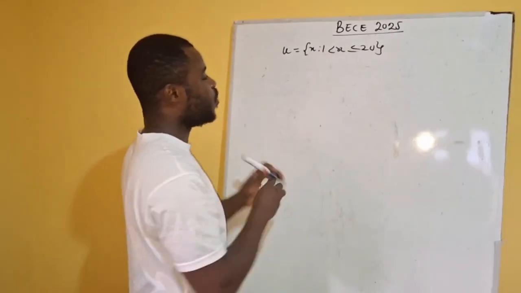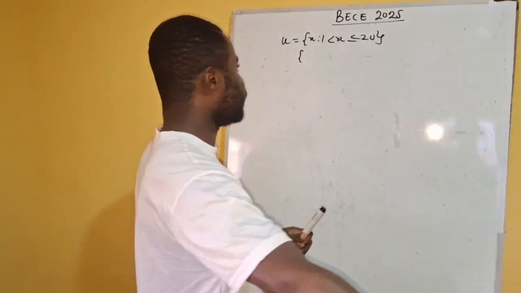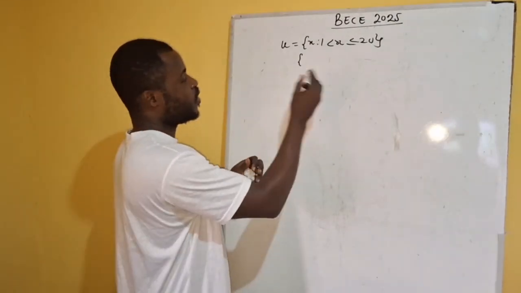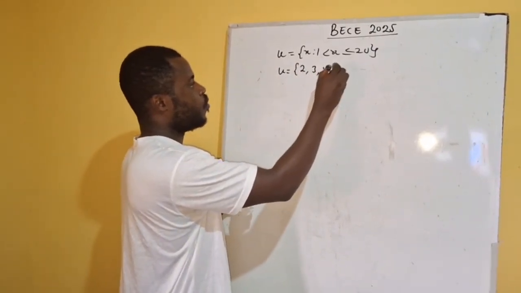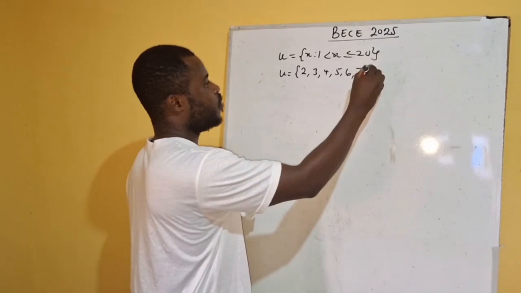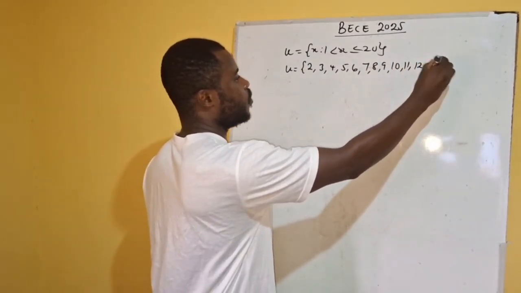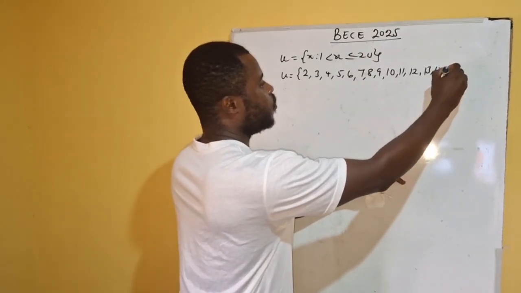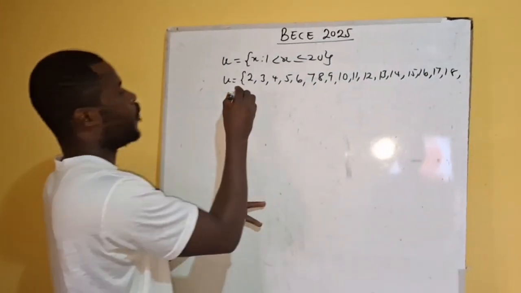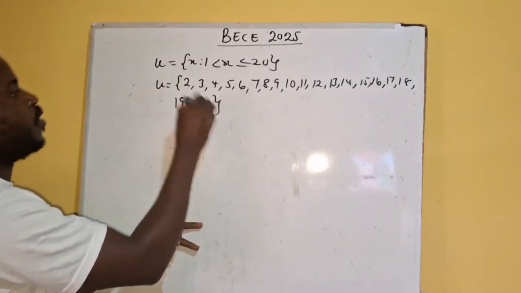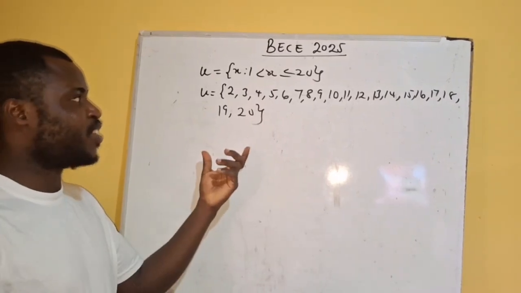Alright, so we are going to list the universal set first because the other sets are subsets of such universal set. So the universal set, you are going to start from 2, 3, 4, 5, 6, 7, 8, 9, 10, 11, 12, 13, 14, 15, 16, 17, 18, 19, and 20. So this is going to be our universal set.